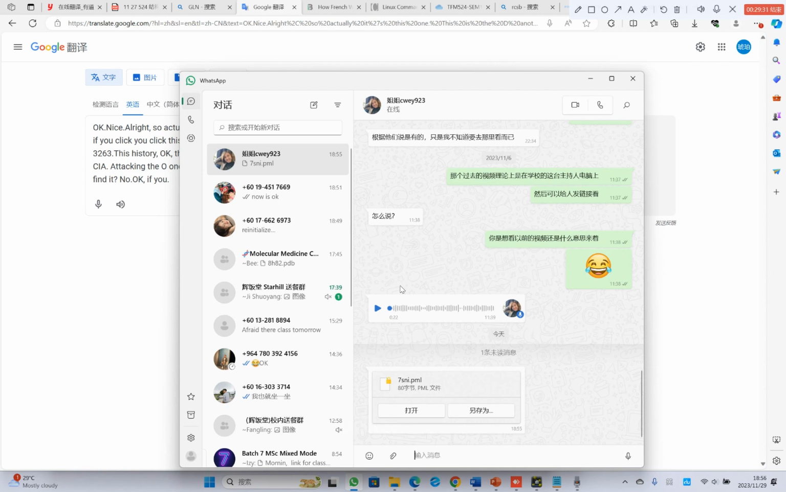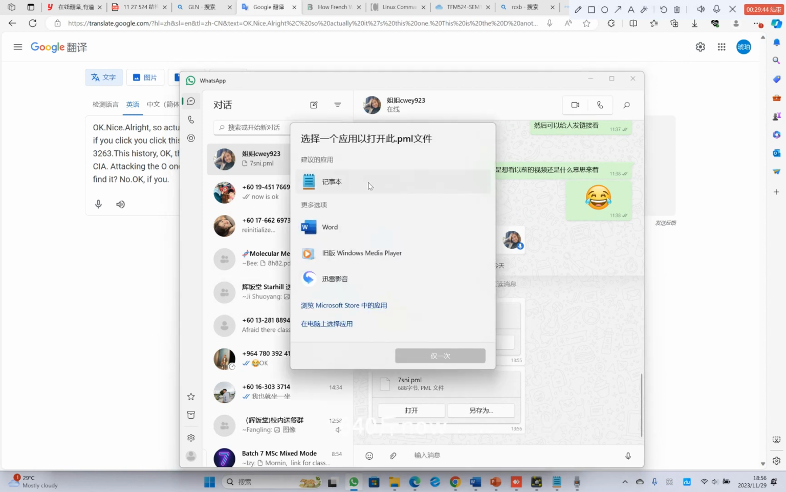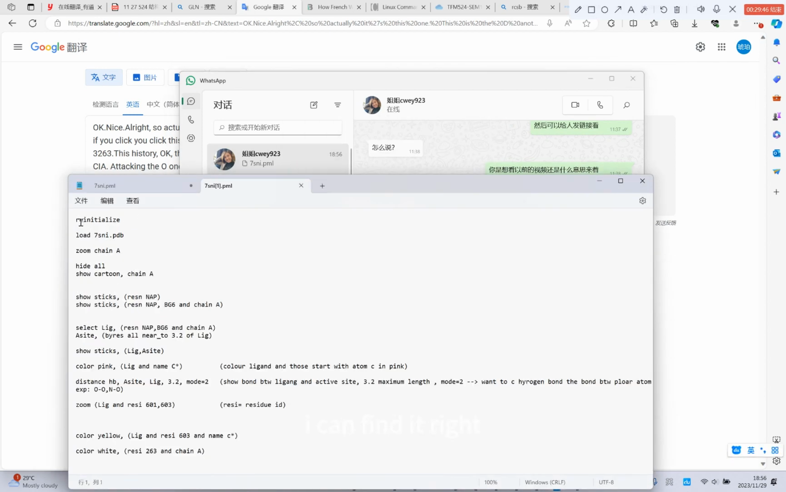Which command? Oh, I just color it white. I just color the 263 white so you can see it. Because many cannot find it, right. Now you can find it, right?